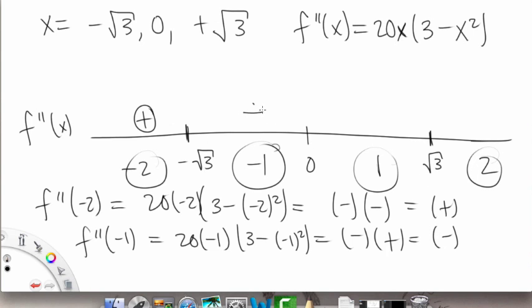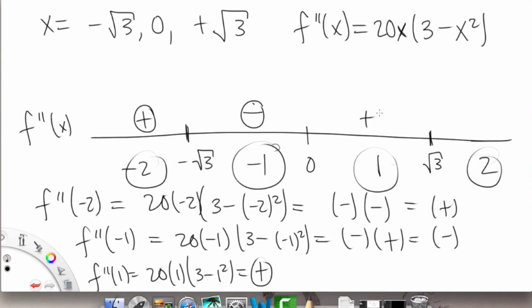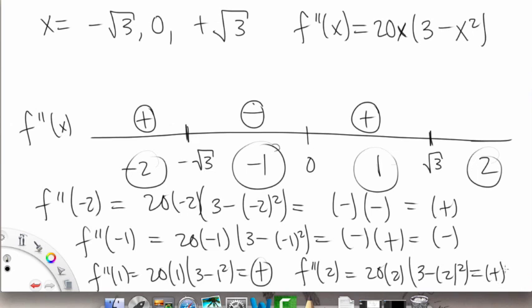Okay, so this is a negative there. Now let's try 1. F double prime of 1 is 20 times a positive 1, times 3 minus 1 squared. This is definitely going to be positive. So now we have positive again, we switched over. And finally, let's squish this one in. F double prime of 2 is equal to 20 times 2, and then times 3 minus 2 squared. So then we have a positive times a negative, so that's overall a negative. So then we have a negative there.